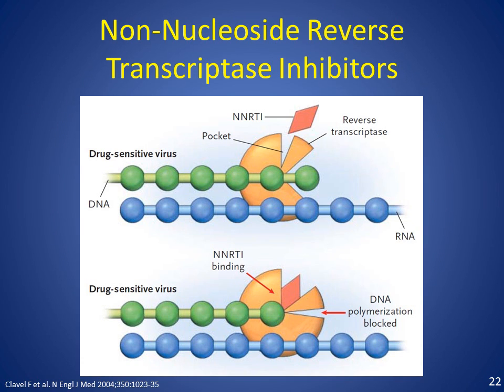Here again we see the reverse transcriptase enzyme as the Pac-Man shape in the middle. Again, this enzyme is making DNA from the RNA blueprint. The nucleoside reverse transcriptase inhibitors acted like fake building blocks that would clog up the mouth of the Pac-Man. Instead, here, the non-nucleoside reverse transcriptase inhibitors bind to a separate part of the reverse transcriptase molecule. In the picture below, you can see once the NNRTI has bound, it causes a change in the mouth of the Pac-Man, which essentially prevents that reverse transcriptase from continuing to make more DNA from the RNA.